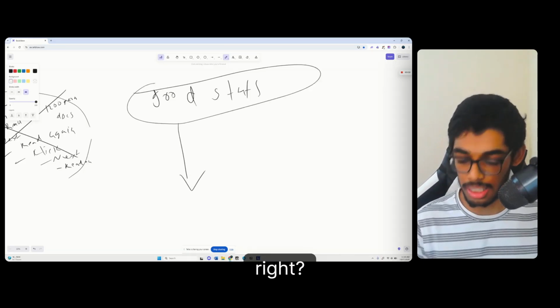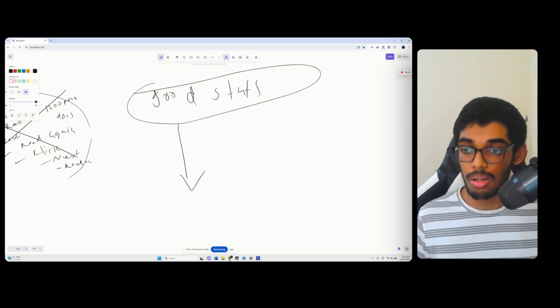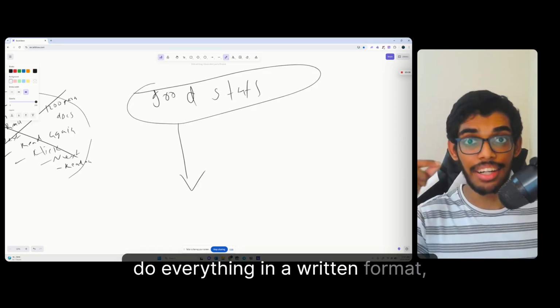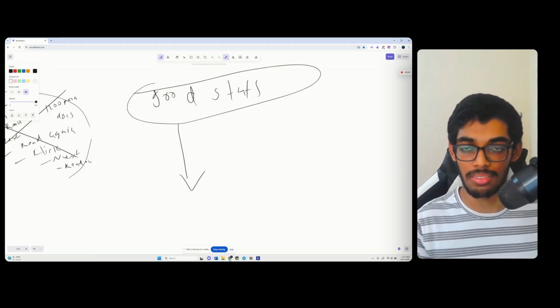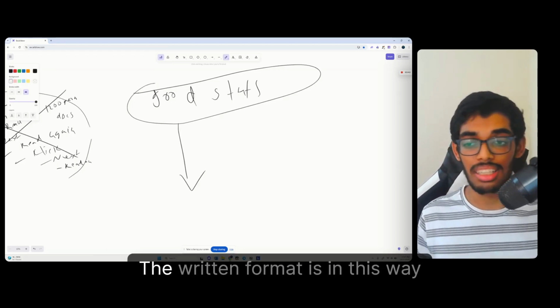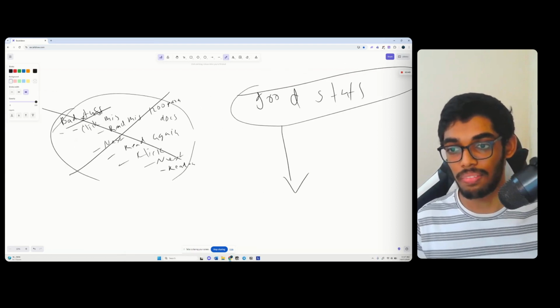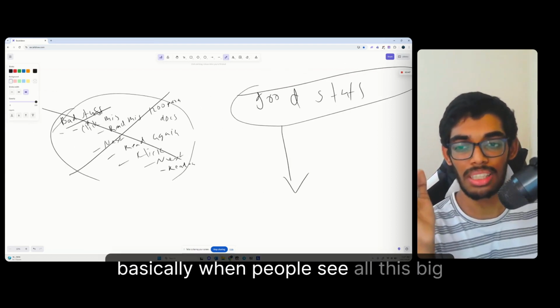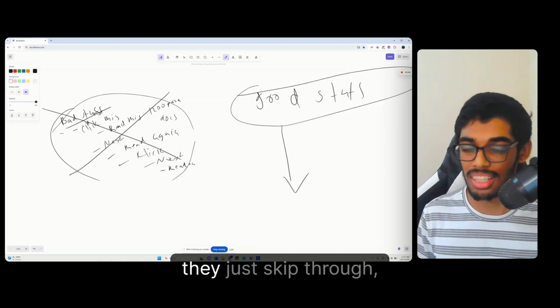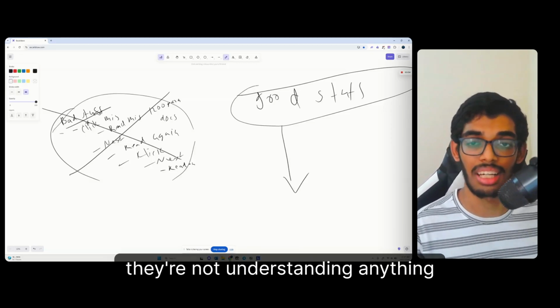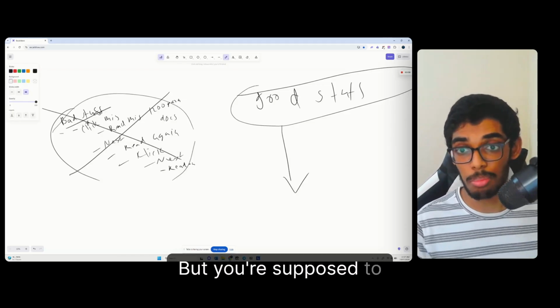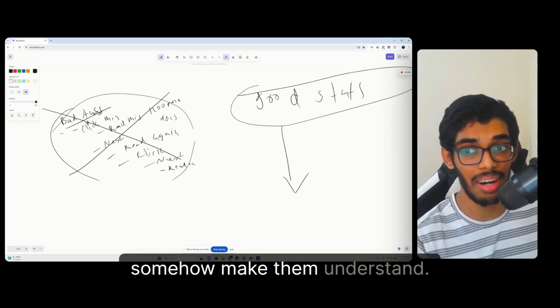The best way, right? Most projects right now do everything in a written format. Basically, when people see all this big stuff, they just skip through, right? When they skip through, they're not understanding anything that's happening. But you're supposed to somehow make them understand.